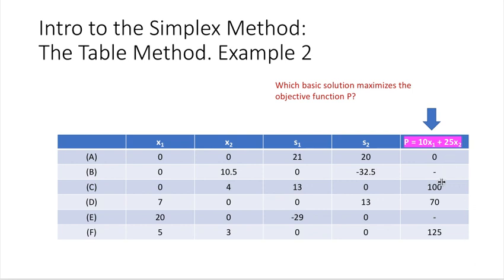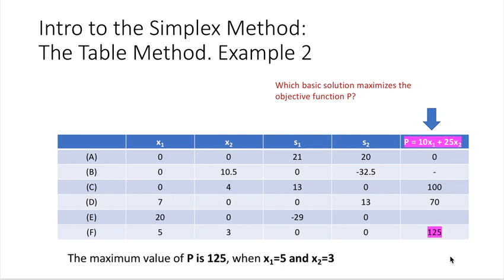So substituting those values in, we get these values for P: 0, 100, 70, and 125. Remember, we were being asked to maximize this objective function P. Maximize means find the maximum value. So the biggest number in this list is 125, and that's why 125 is our maximum value. So the maximum value is 125 when x1 is 5 and x2 is 3. Good job. See you next time.